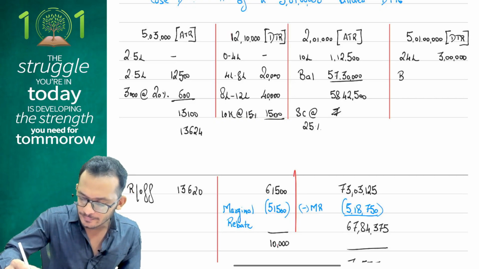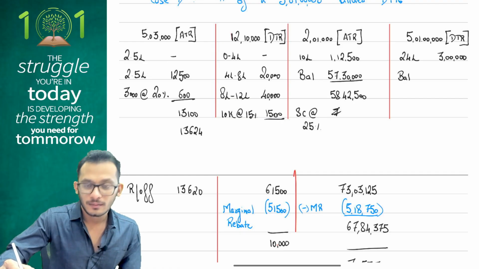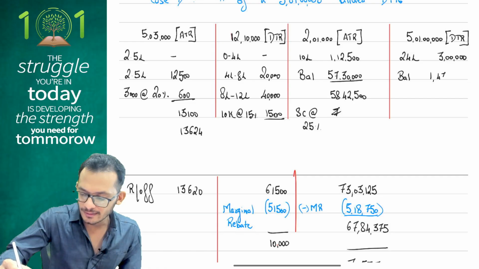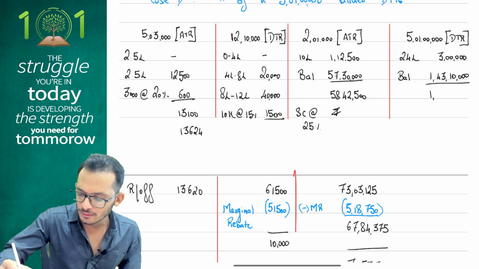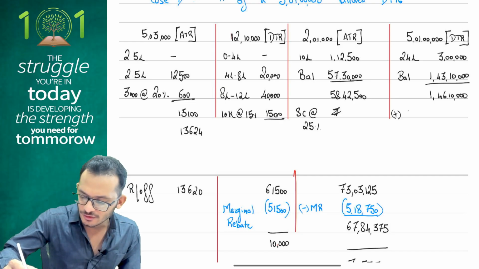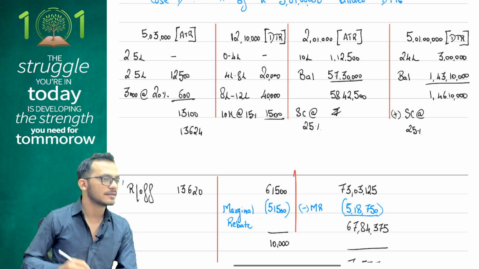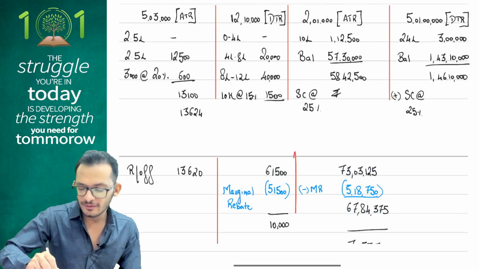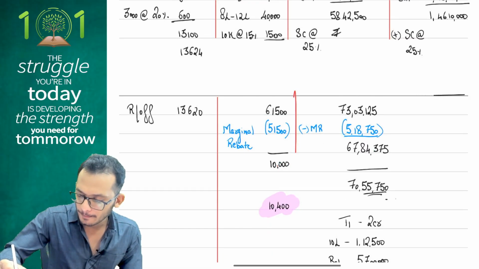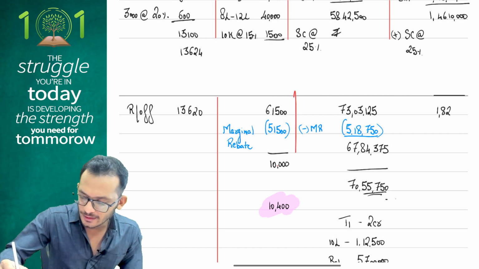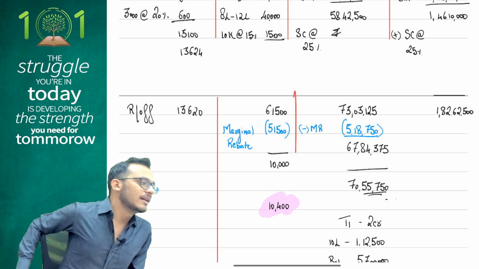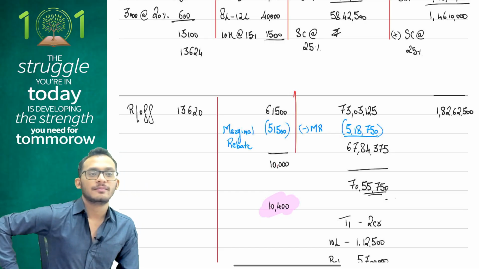Yes, balance 1 crore 43 lakh 10,000. Very good. Adding up number 2, 1 crore 46 lakh 10,000. On this, I will now levy a surcharge of... Very good. I am in default regime. Surcharge becomes 25%. Forget the number. I want the final answer. 1 crore 82 lakhs 62,500. Question: will I get marginal relief?